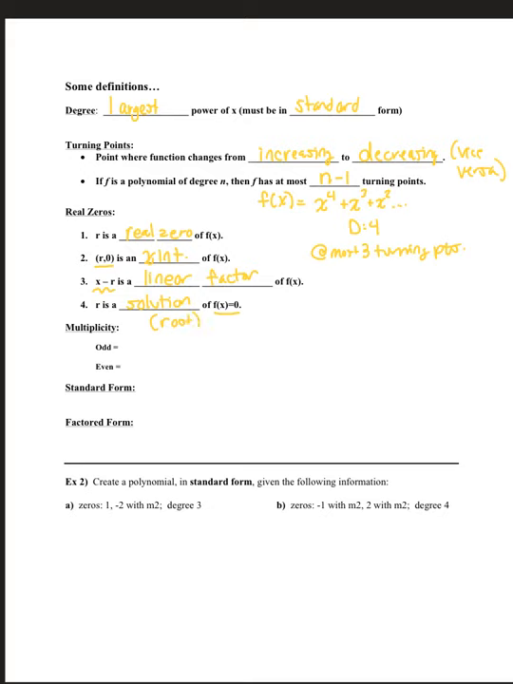Okay, then let's talk about multiplicity. Multiplicity refers to the power of the binomial in factored form. Okay, and I'm going to give you some examples of that. But for example, if we had x minus r, so again, that's that factored form, to the m power, the m, that exponent, refers to the multiplicity.